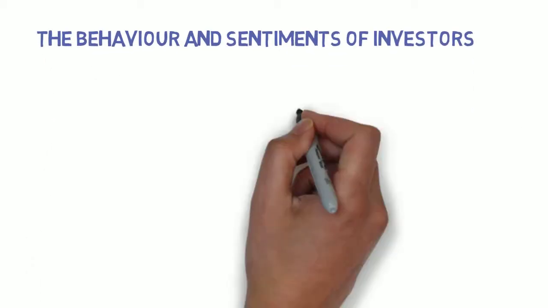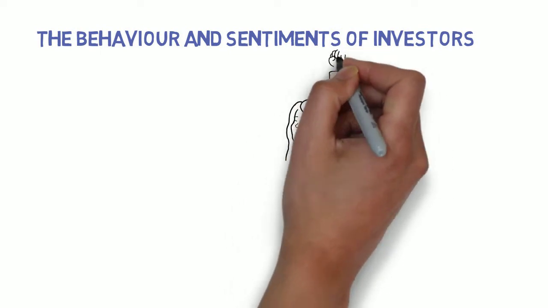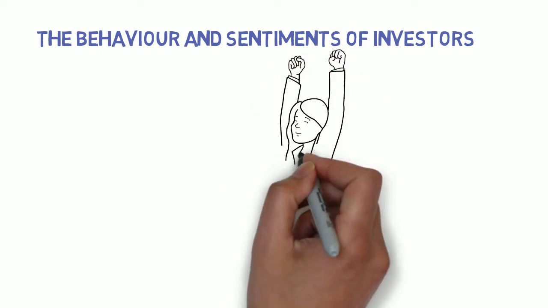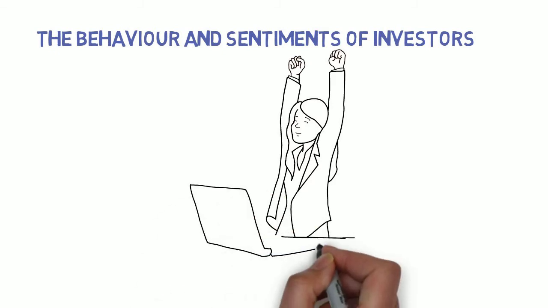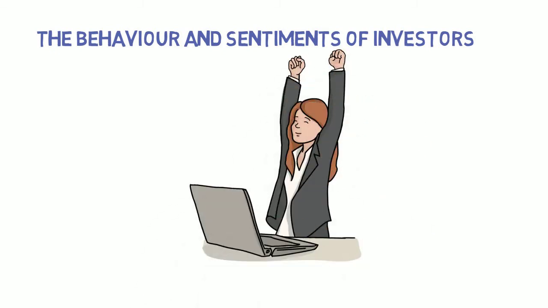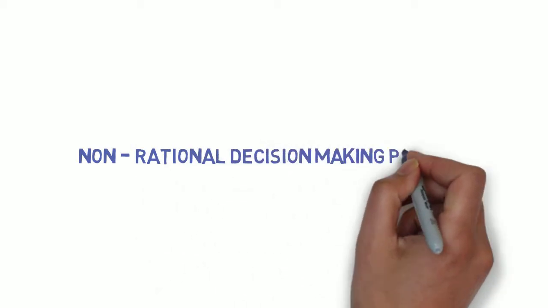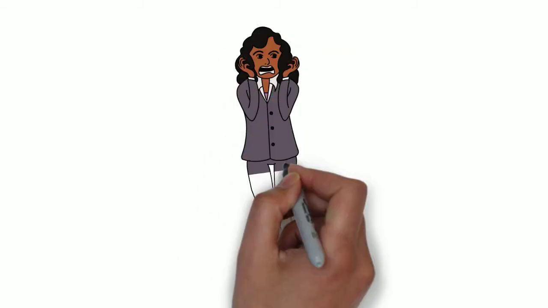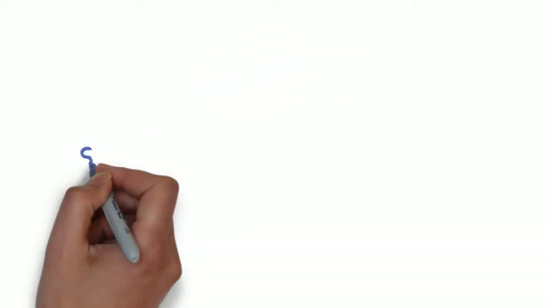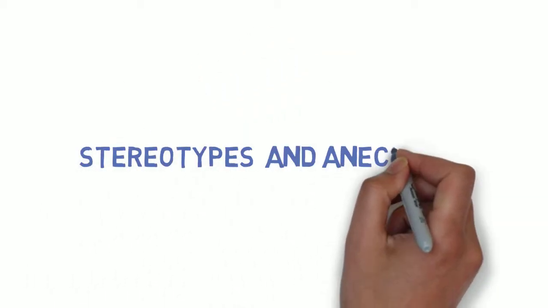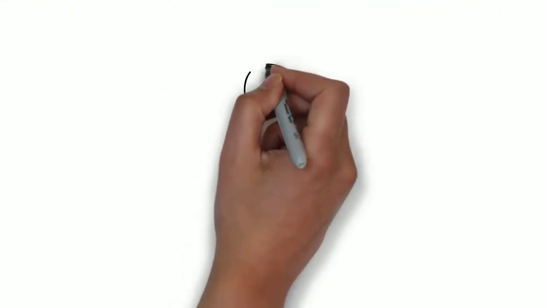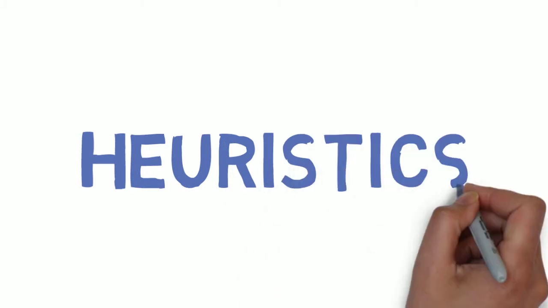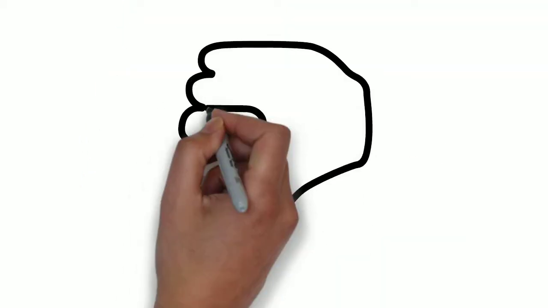Behavioral economics studies how psychological factors impact the economic decisions of individuals. There are many different themes that behavioral economics investigates, such as the non-rational decision-making process that people have while making economic decisions, which are market inefficiencies, the different stereotypes and anecdotes that shape people's emotional filters, which they rely on while making decisions, and heuristics, leading people to make decisions that are not fully logical.